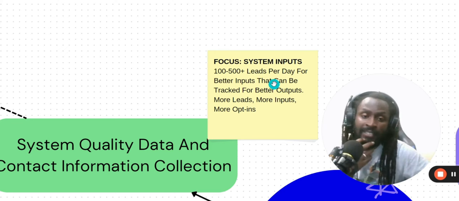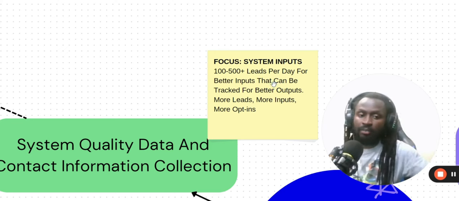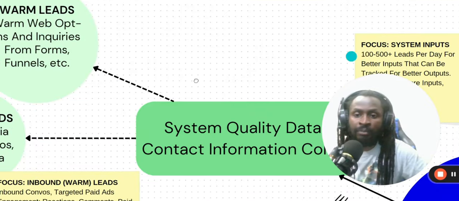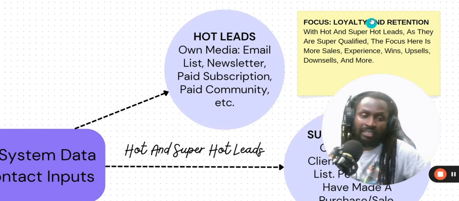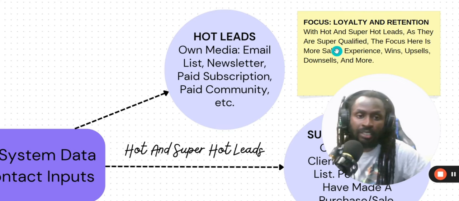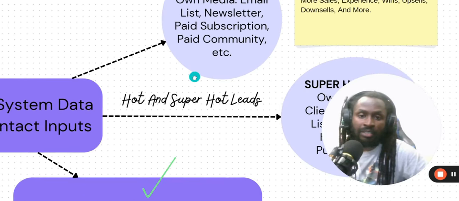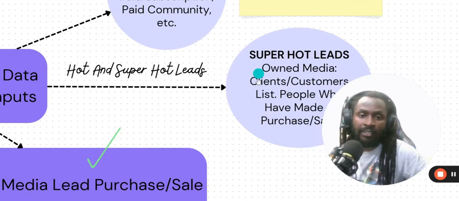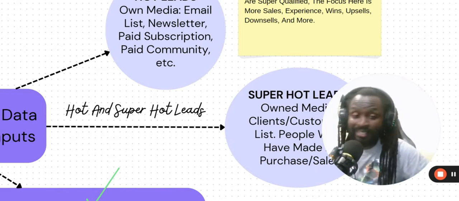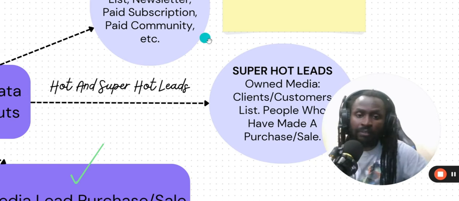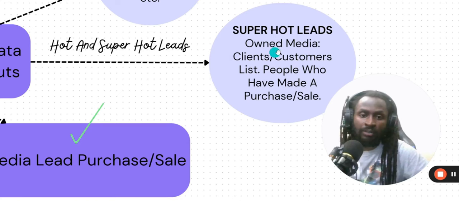So that's the focus there for opt-ins, more opt-ins. That's for warm, you get more opt-ins. With hot, you focus on loyalty and retention, because it's people who paid already, or people who are almost invested and committed. And super hot leads again, on media.